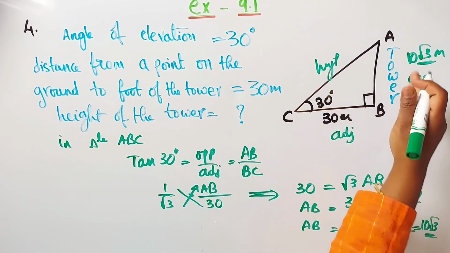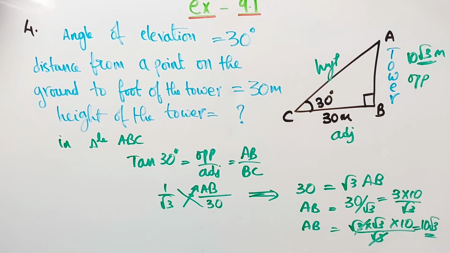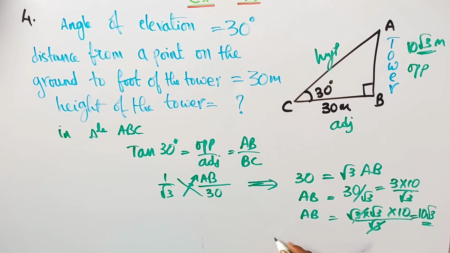So the height of the tower is 10 root 3 meters. Otherwise you can change it to a decimal number. Now take root 3 as 1.732, children. AB equal to 10 into 1.732, that is equal to 17.32 meters. You can write this also. This is the height of the tower, children.